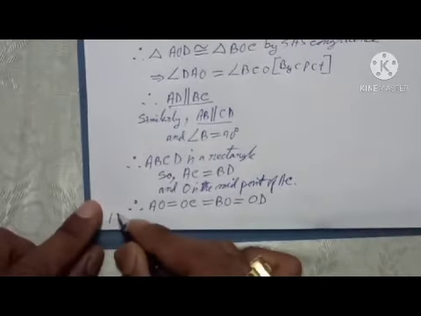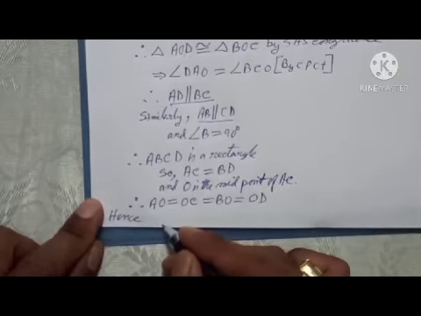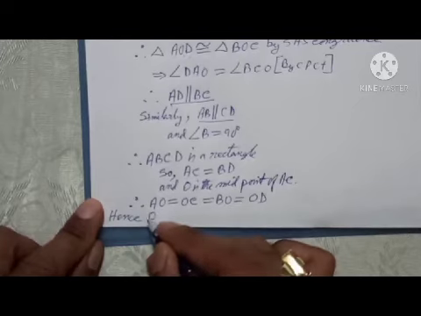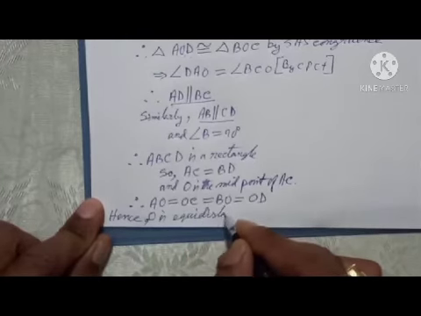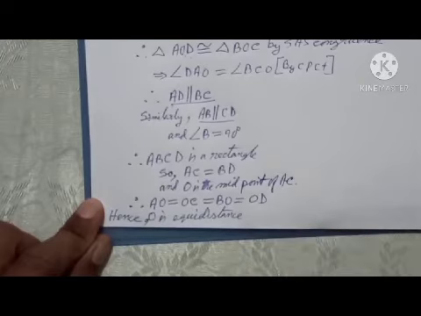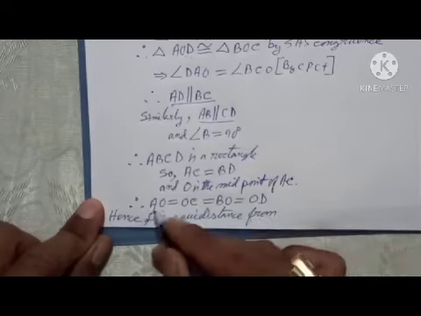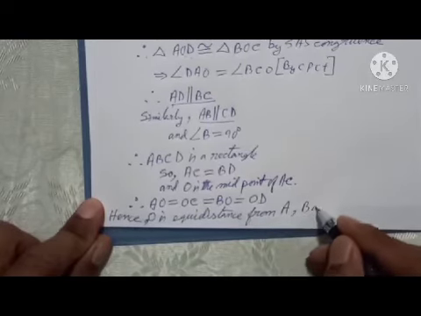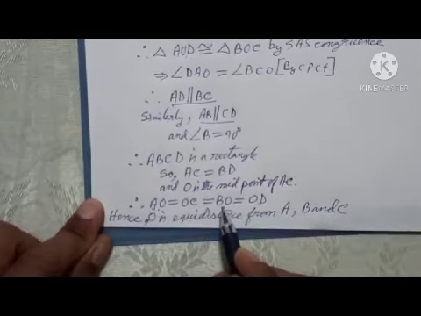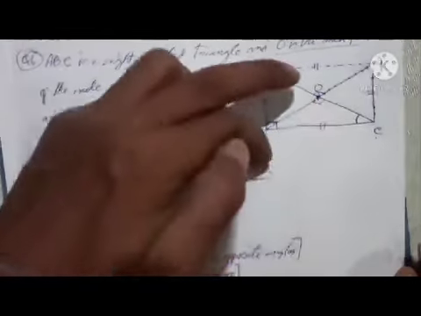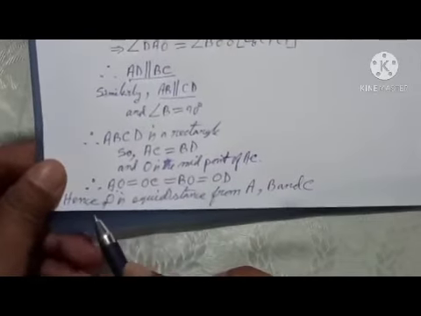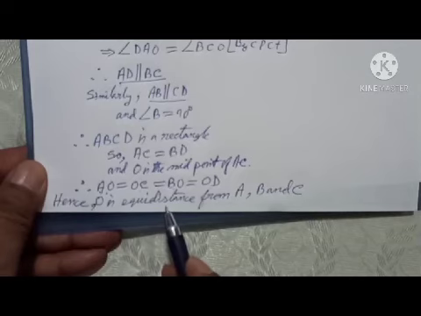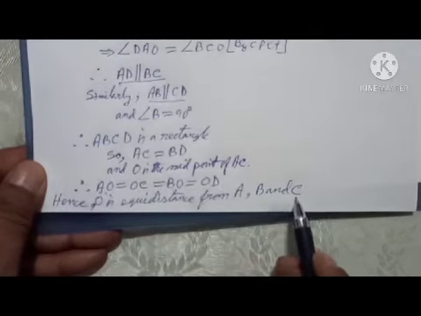Hence O is equidistant from A, B and C, since AO, OC, BO and OD are all equal.